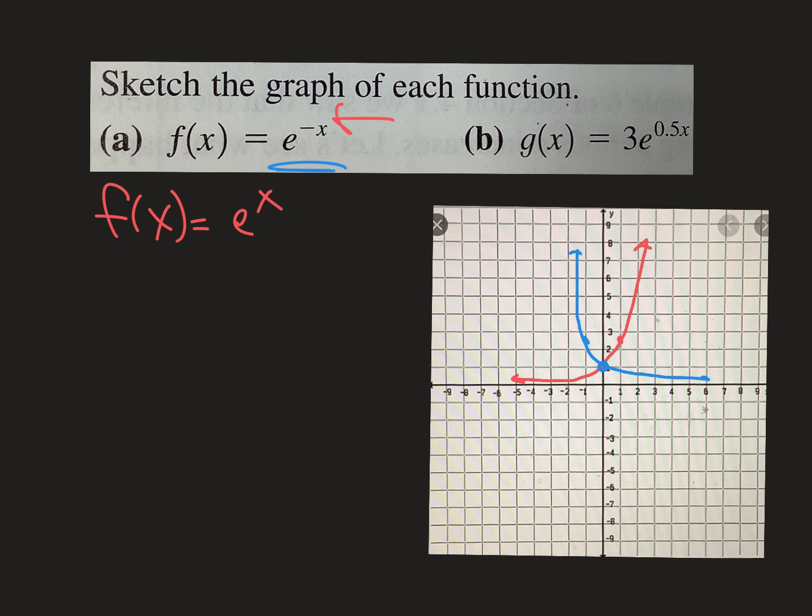The second one here has a 3 in the front, which means it's been vertically stretched by 3. And it has a 0.5 in the x, which means it's been horizontally stretched by 2. Remember, horizontally stretched by the reciprocal. So let's take this original graph right here. I'm going green. This original graph is the red one. I'm going to vertically stretch it by 3, so that point at 0, 1 is now up at 0, 3. And it's been horizontally stretched by 2, so instead of being at 1, it's going to be way over here at 3.